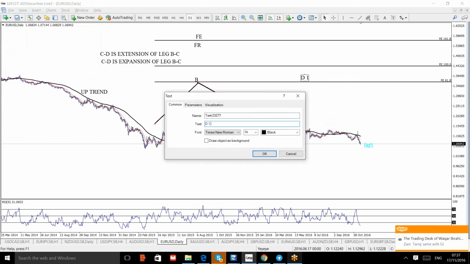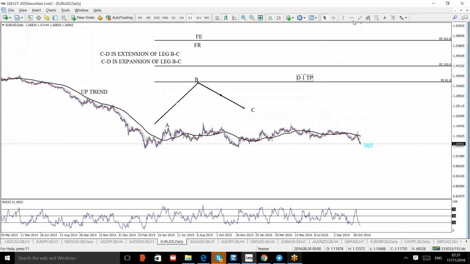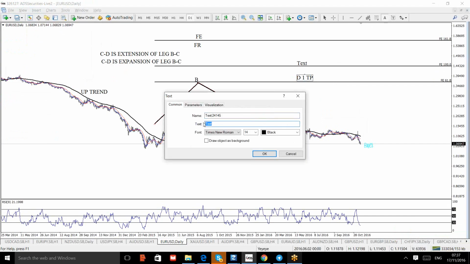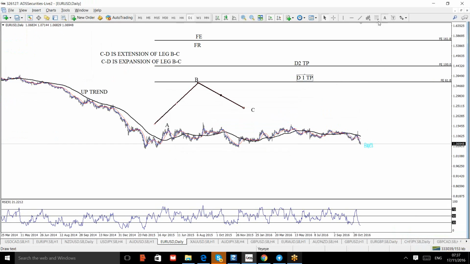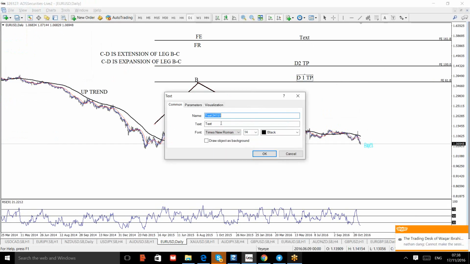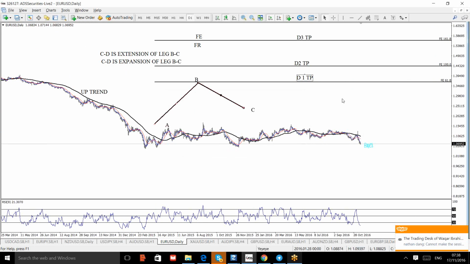61.8 is your D1 TP, guys. 100% is D2 TP, guys. And 161.8 is D3 TP. So everybody understands?